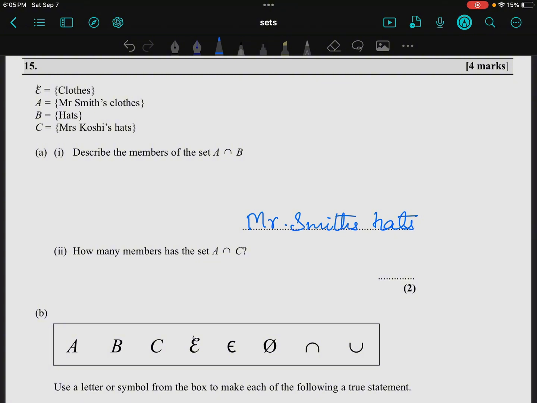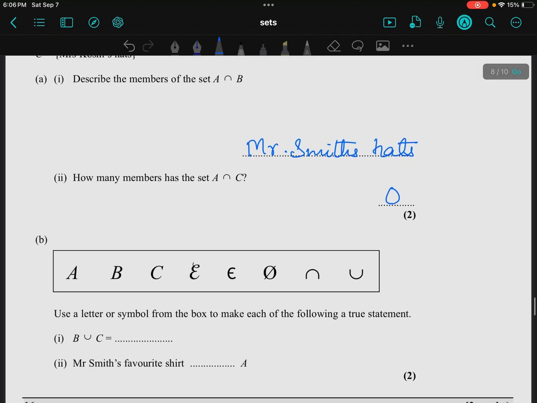How many members has set A intersection C? In set A, clothes are being described. In set C, hats, Mrs. Koshi's hats, some other person's hats. So nothing is common. So there should be no member in this set.